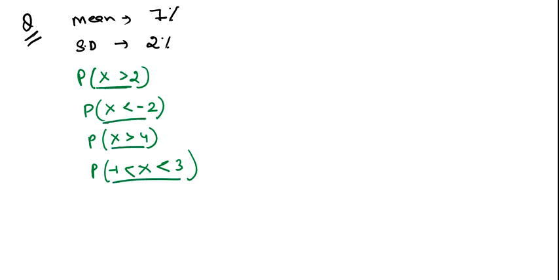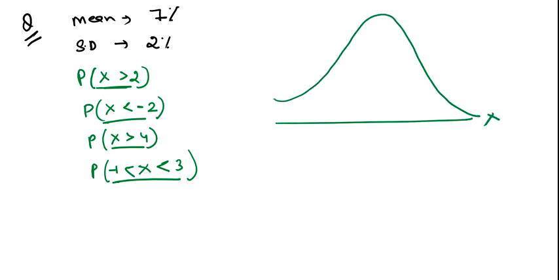First of all, we need to convert the values of x into z. So how will we do it? Let me draw a normal curve. This is the value of x. This is the value of z. For x, here we have 7%, and for z we have 0 in the middle. Clear? Now the standard deviation is given as 2%.